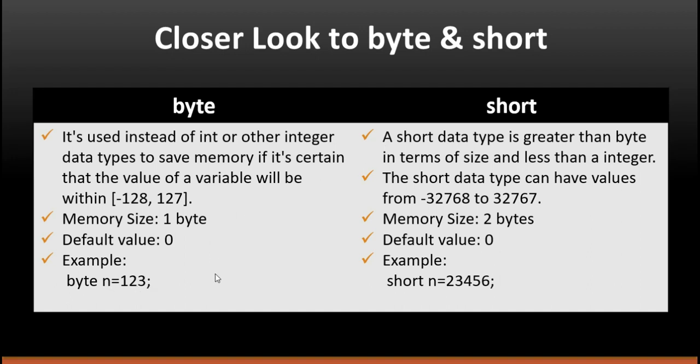Another data type we have is the short data type. Short data type is greater than byte, but smaller than integer. If you want to store some value in this range, you can go for short. Suppose I want to store a value like 23,456, then I can use the short data type. The memory reserved for short data type is 2 bytes and the default value it takes is 0.